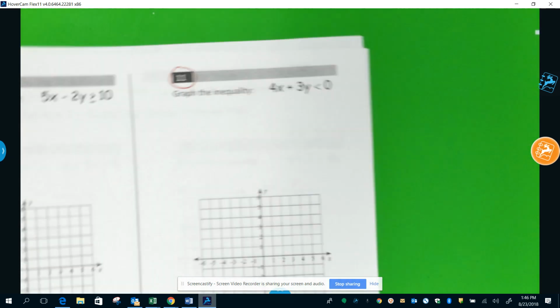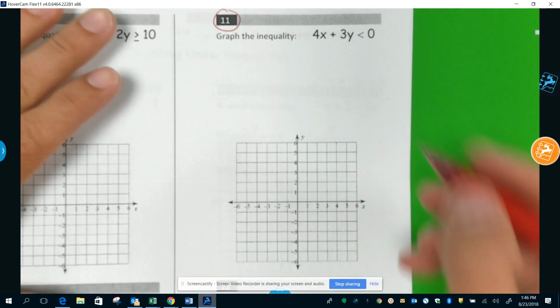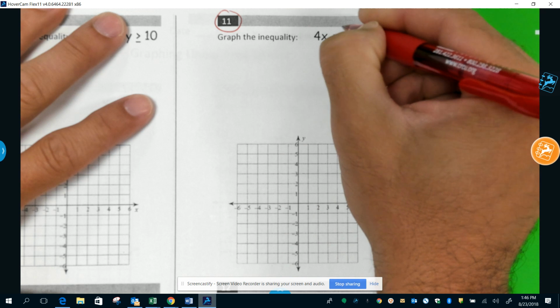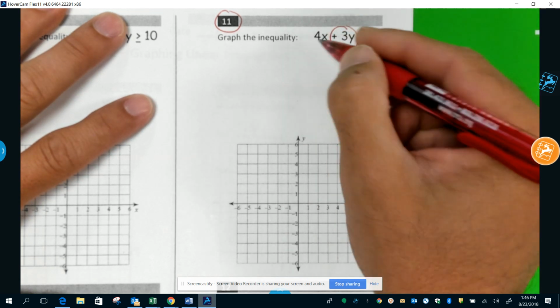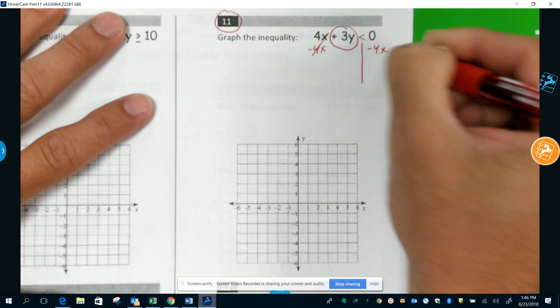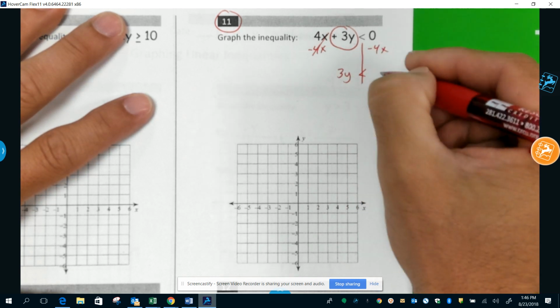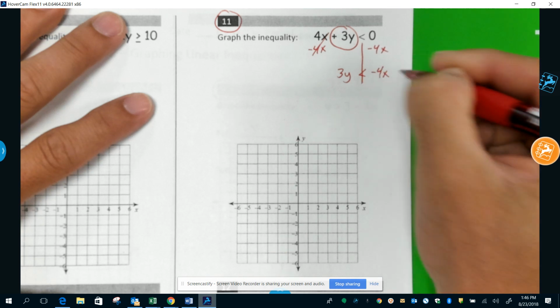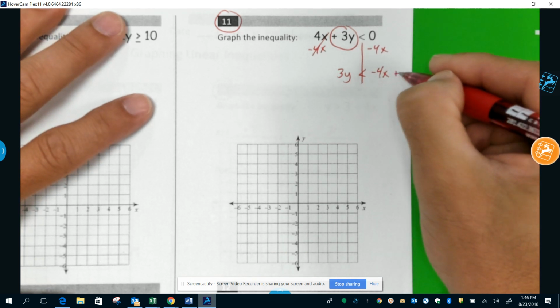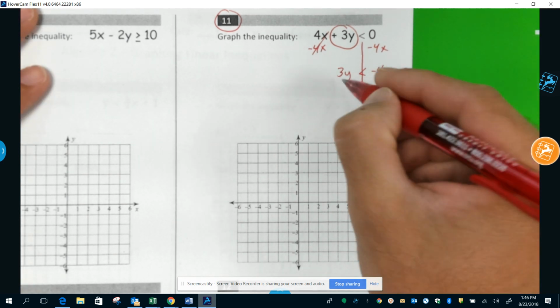Last problem, number 11. Again, we have to solve for y. So if I'm trying to get this guy by itself, I need to get rid of my 4x. So I'll subtract the whole 4x to the other side. So I've got 3y. My sign does not flip when I subtract 4x. I want to put my x in the front. Now you don't need to put a plus 0 at the end. You can, but it's really not necessary.